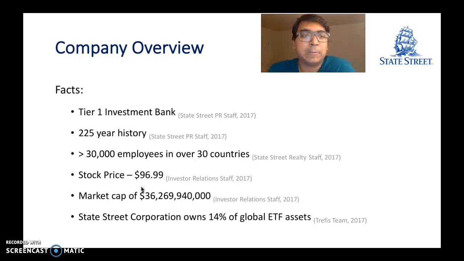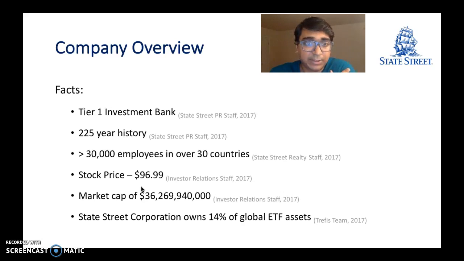So moving on, company overview. I'm just gonna glance over these facts and figures, because since this is common knowledge, we are all a part of this company. State Street is still a tier one investment bank, and it has a very rich history of 225 years. Currently, State Street is in over 30 countries, with a total global employee list of more than 30,000 full-time employees. Considering part-time employees and consulting employees, that number would easily cross 45,000 globally.